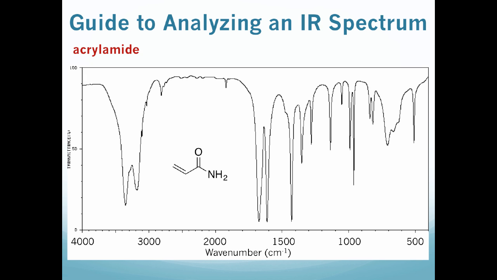Next we have this amide, and the first thing we see is some sharp peaks right here between 3100 and 3400 wave numbers. Now these peaks correspond to the NH2. Remember, if we have two hydrogens on nitrogen, we should see two peaks. And that's what we see right here. We see one that looks to be at about 3150, and one that looks to be at about 3350.